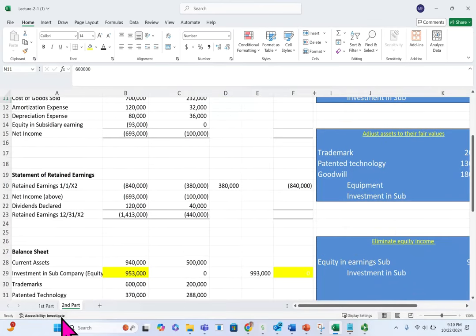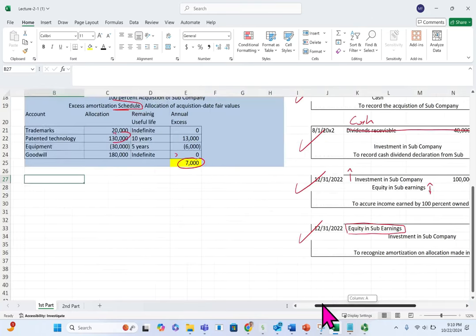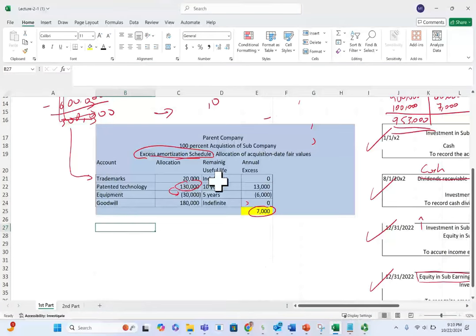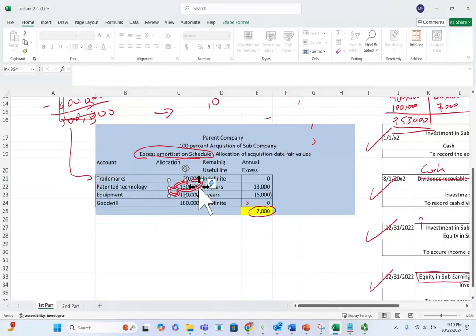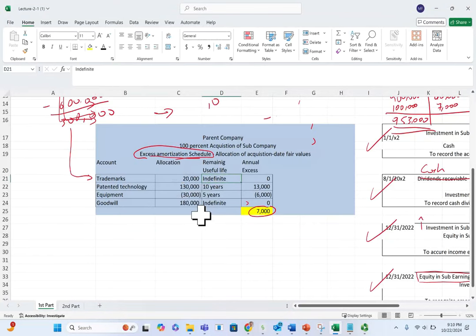Now, what else do I need to do? Well, here's the next thing you need to do. You remember when we went through the excess amortization schedule, we said we need to add and deduct, for that matter, which is unusual, some assets. So the next thing we are going to do is add those assets, the trademark, the patent, goodwill, and reduce the equipment. So that's the next thing you do.